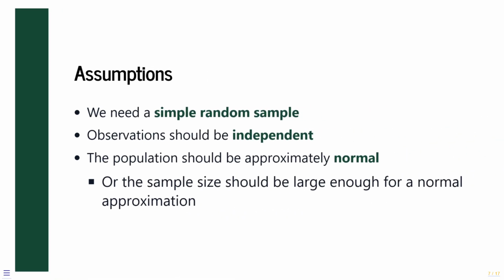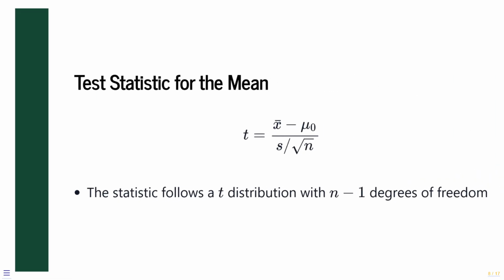The main assumptions are a simple random sample, independent observations, and an approximately normal population, or a sample size large enough for a normal approximation to work well. The test statistic is t equals x bar minus mu sub 0 divided by s over the square root of n. Under the null hypothesis, that statistic follows a t distribution with n minus 1 degrees of freedom.